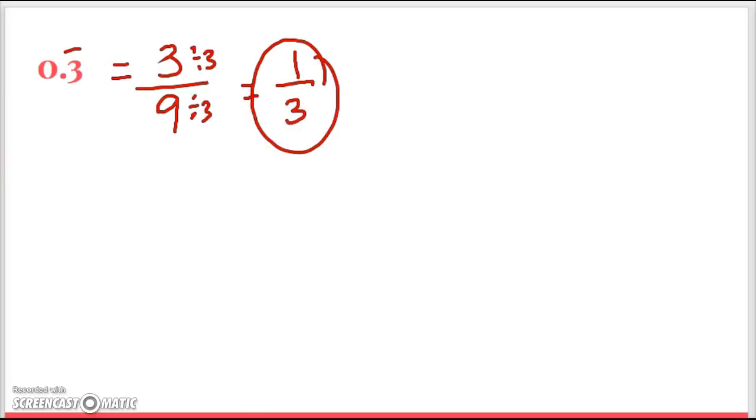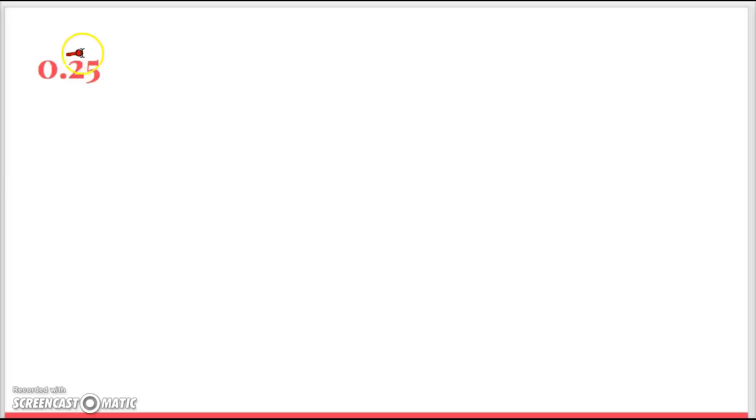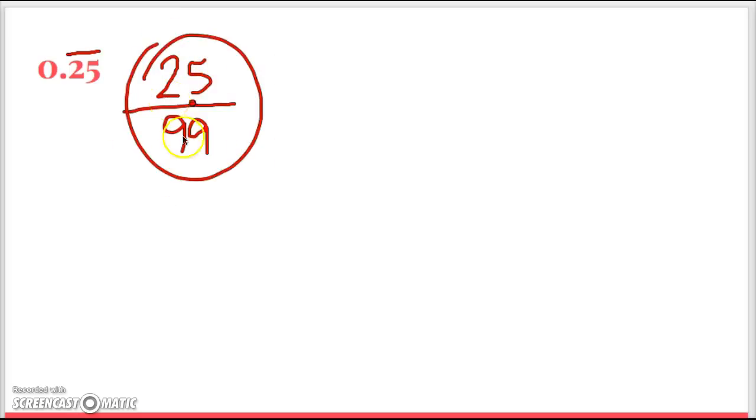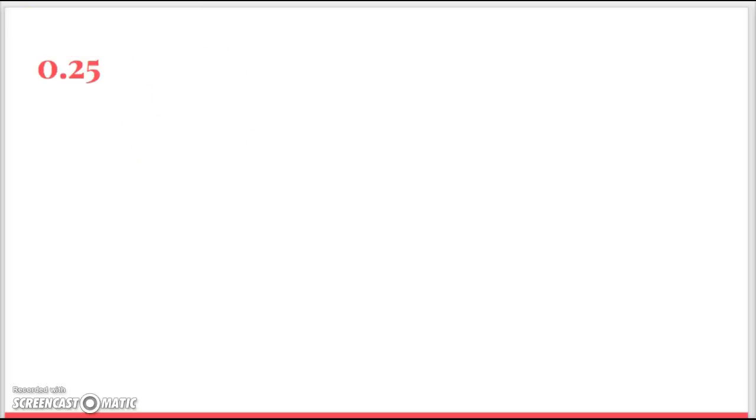The next example we're going to do is 0.25 repeating. So again, you take the number that is repeating. In this case, it's the 2 and the 5, so your numerator will be 25 over, and then take your place value and subtract 1. Well, this one goes out to the hundredths place value, so 100 minus 1 is 99. So 25 over 99, and I don't believe you can simplify that, so that would just be your answer. Okay, moving on to the next one.